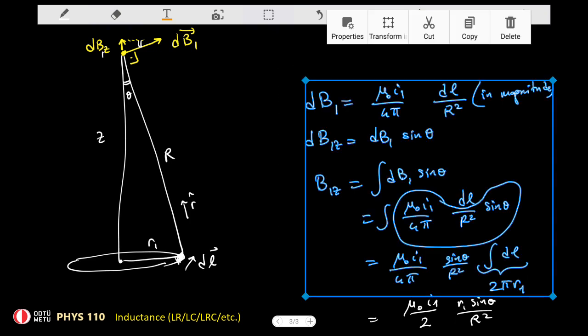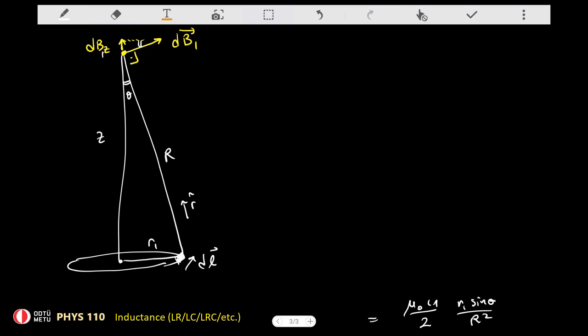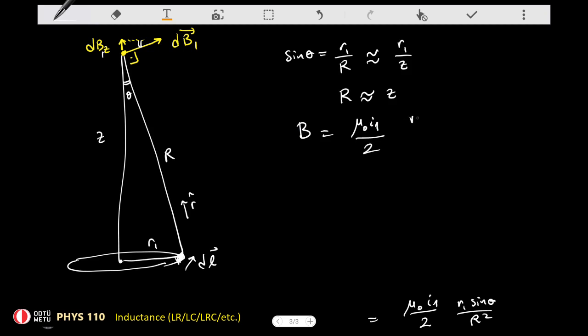Exact expression is too complicated. So what we need is an approximate expression. So let's just remember this. Sine theta is exactly r1 divided by r. So that's approximately r1 divided by z. R is approximately equal to z. So therefore the magnetic field is equal to mu0 I1 divided by 2, r1 squared divided by z cube.